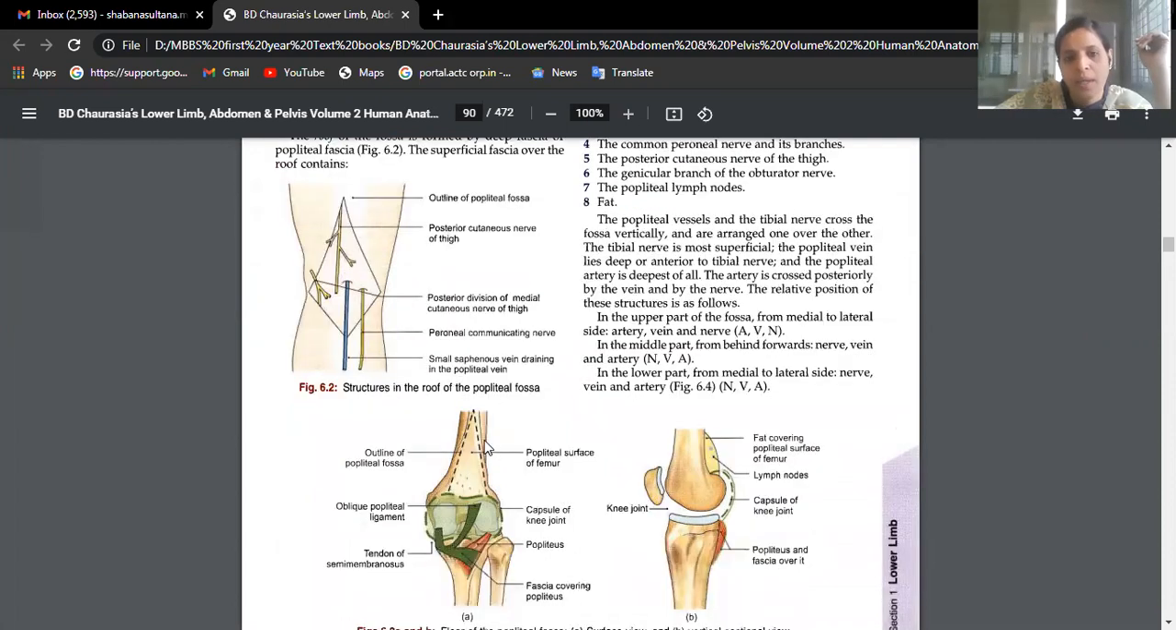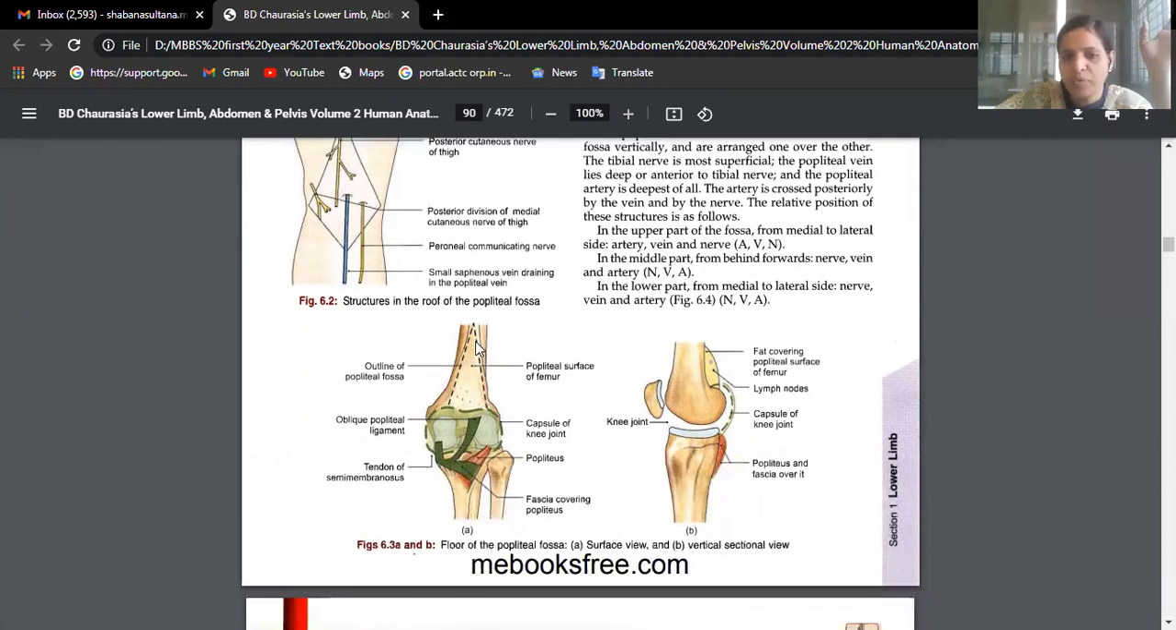This is roof. After you remove the roof, you will see floor. Floor, the most important thing is that this is the femur, posterior surface. You call this as popliteal surface of femur, which is covered by popliteal fascia. Okay. Then apart from that, you are also finding there is a ligament here that is oblique popliteal ligament and capsule of knee joint. This dotted line actually indicates capsule of knee joint.